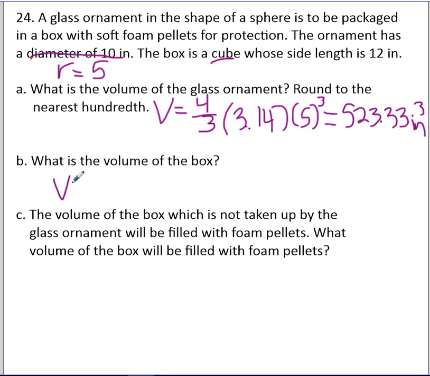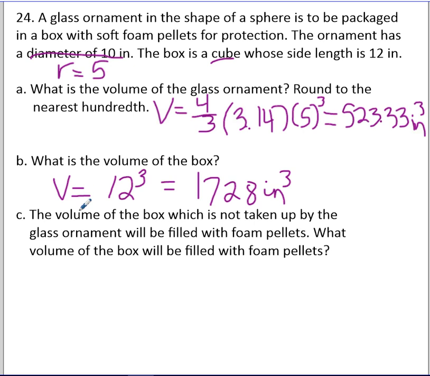Our volume of the box, length times width times height, is all the same, so we can say that it's the side length 12 to the 3rd power. And that gives us 1728 cubic inches.